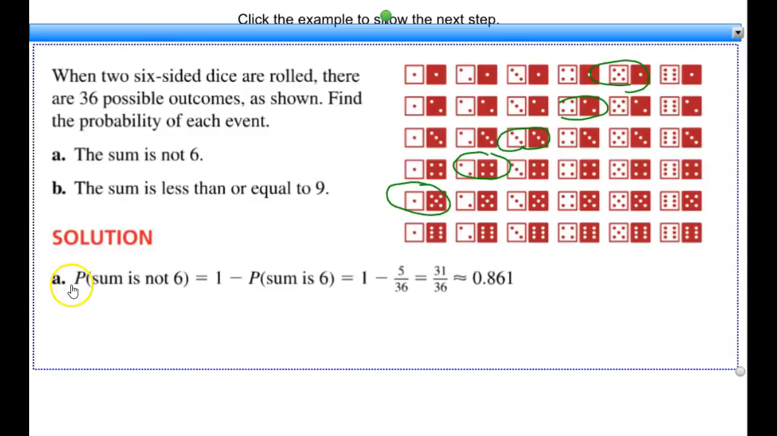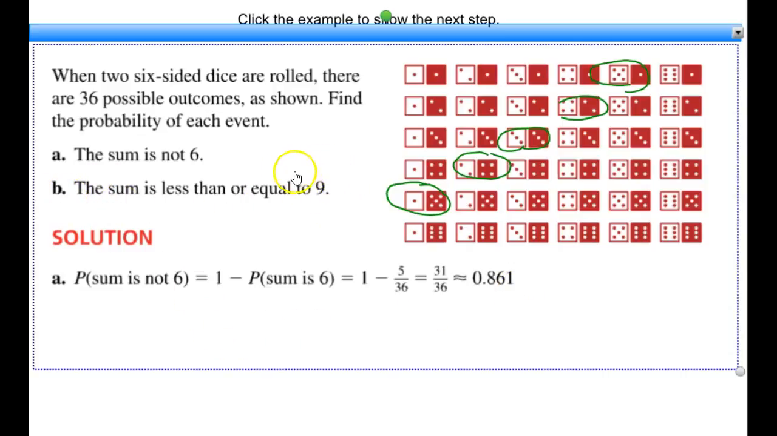So now let's look. So the probability that the sum is not 6 is the same thing as equal to 1 minus the probability that the sum is 6. That's the complement. So I have 1 minus 5 over 36, which equals 31 over 36, or approximately 0.861. Okay, so now let's look at part B.